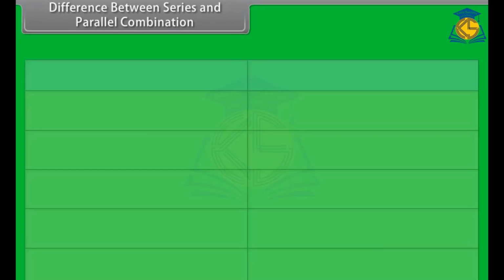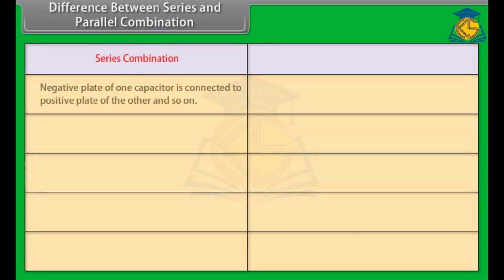Difference between series and parallel combination. In series combination, negative plate of one capacitor is connected to positive plate of the other and so on.